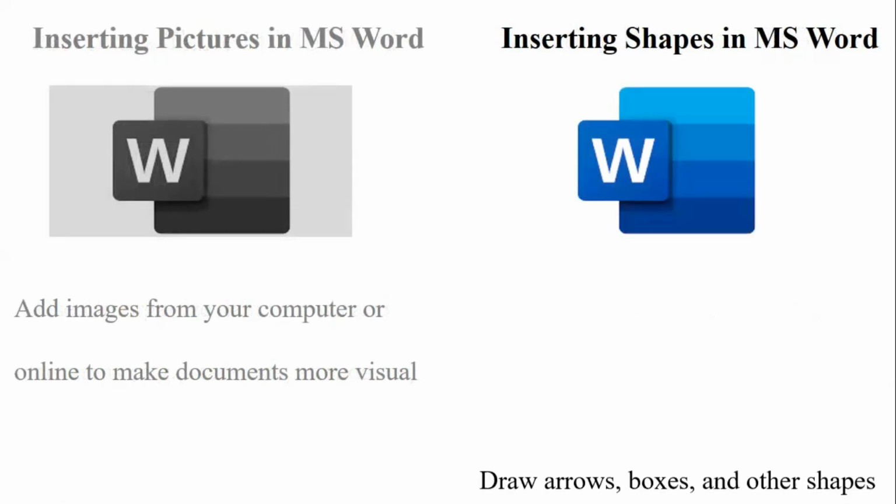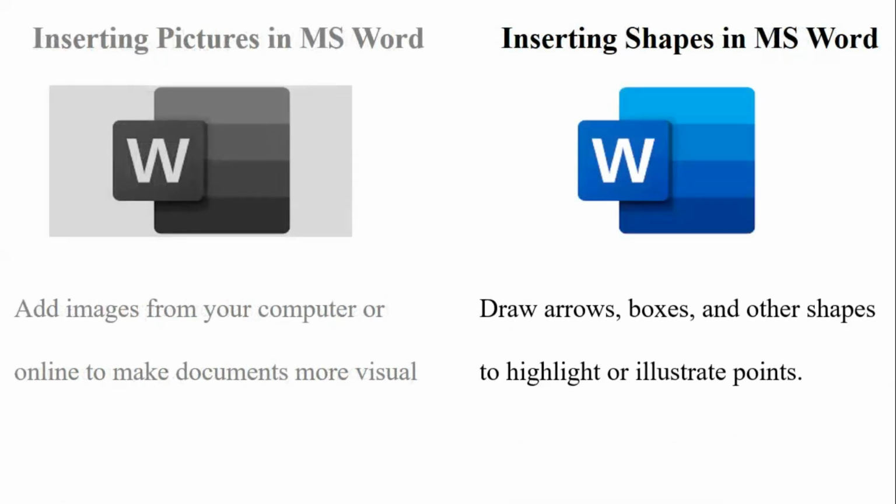Then the next thing we are looking at is inserting shapes. So you see, we have a lot of shapes which we illustrated in our last class. We have the arrows, boxes, the rectangle, triangle, trapezium. We have a lot of shapes which we are going to see when we come to our practicals.